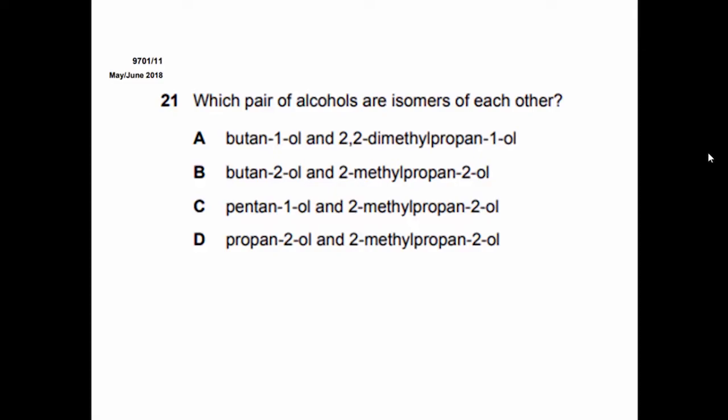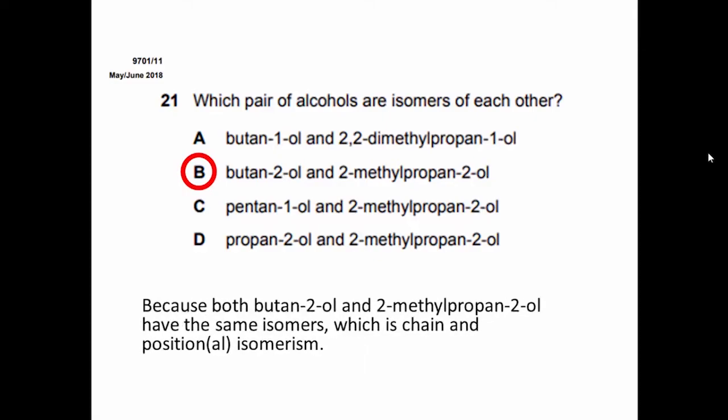Which pair of alcohols are isomers of each other? The answer is B, butan-2-ol and 2-methylpropan-2-ol. Why? Because butan-2-ol and 2-methylpropan-2-ol show chain and positional isomerism. Chain isomerism is when both isomers have the same molecular formula but different atomic arrangements. Meanwhile, positional isomerism is almost the same: both have the same carbon skeleton and the same functional groups but different positions of the functional groups.